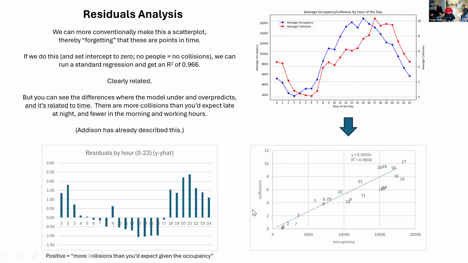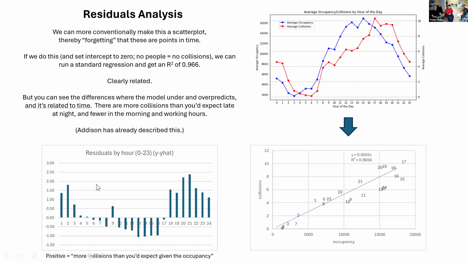But one of the things I always encourage people to do is to look at residuals, right? So a residual is, if you use the model to predict the value, the difference between that predicted value and the actual value. So you can go back and calculate that out. So for instance, 1 a.m. is above the line. 10 a.m. is below the line, and you can see that here as well, right? Collisions are above the line here, and collisions are below the line there. So the residuals are basically telling you the same thing.